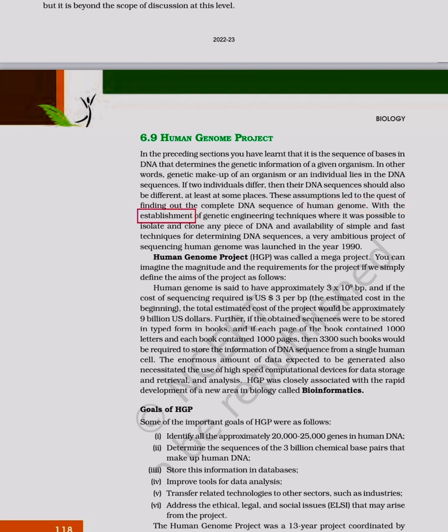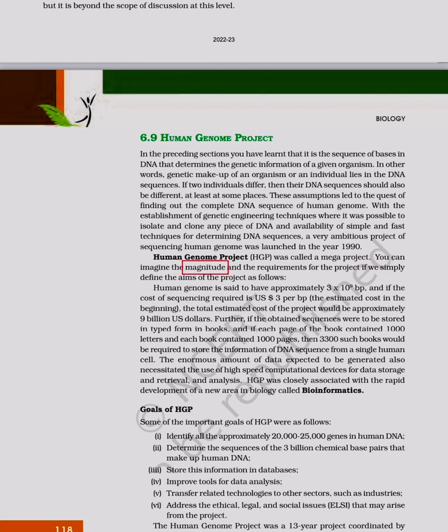With the establishment of genetic engineering techniques, where it was possible to isolate and clone any piece of DNA, and availability of simple and fast techniques for determining DNA sequences, a very ambitious project of sequencing human genome was launched in the year 1990. Human Genome Project (HGP) was called a mega project.